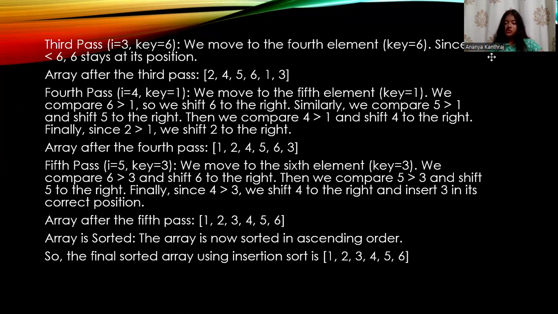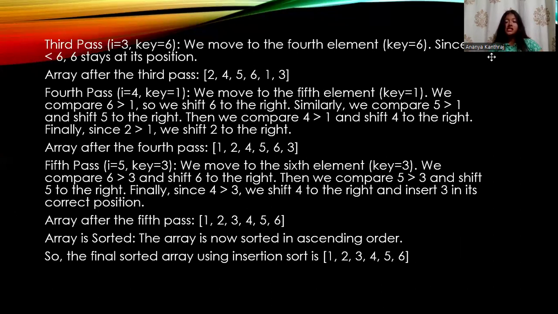So what happens here? 1 comes to the first position after the fourth pass. The array is now 1, 2, 4, 5, 6, and 3. Now let's look for the fifth pass. We are remaining with key equal to 3. So now i is equal to 5 and key is equal to 3.